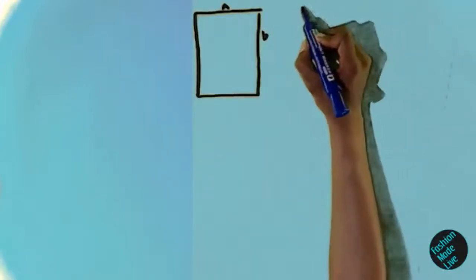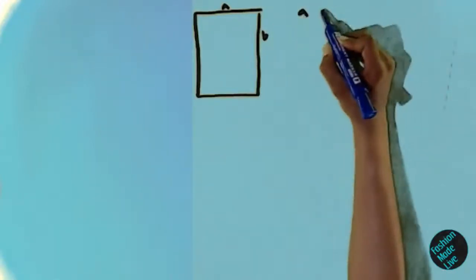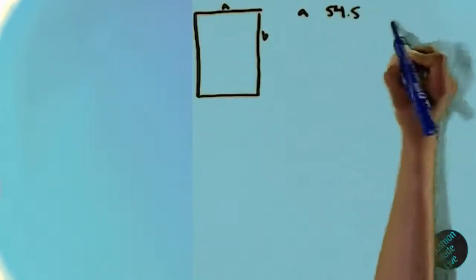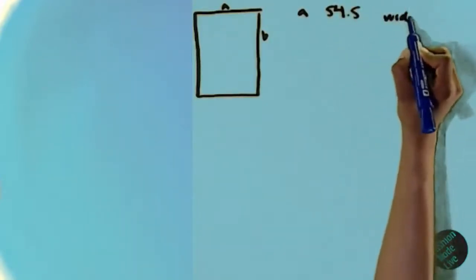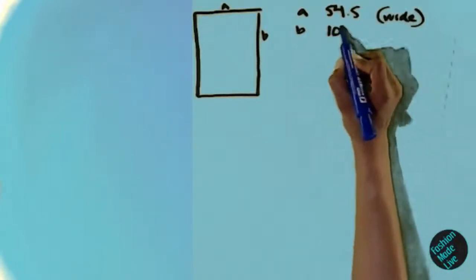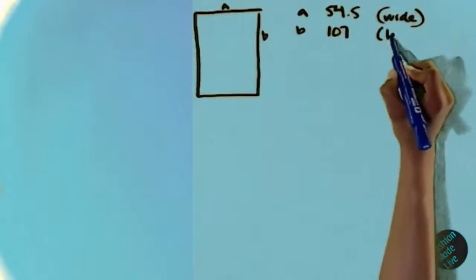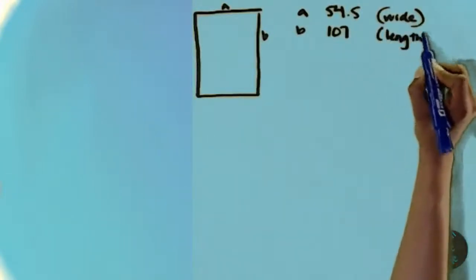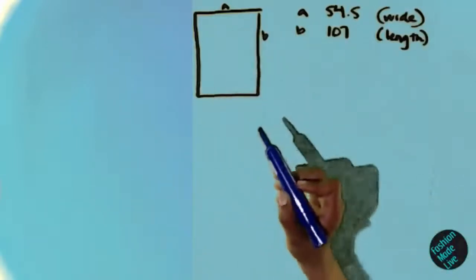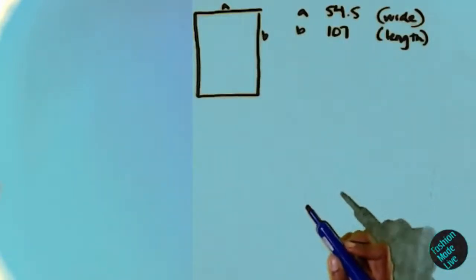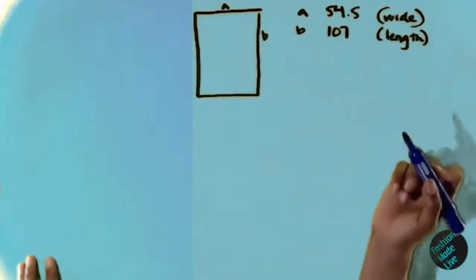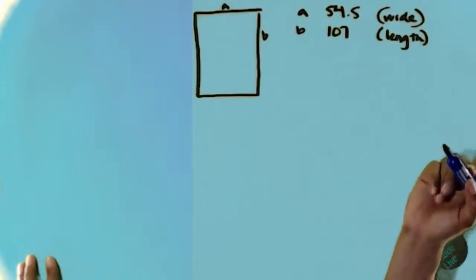So I know that A is going to be my width of 54.5 inches, and my B is 107 inches. Now, it's important to know what our width and our length is before we start. It's going to allow you to have better cuts in the end. But how can we get such big, perfect cuts on such a large piece of material?